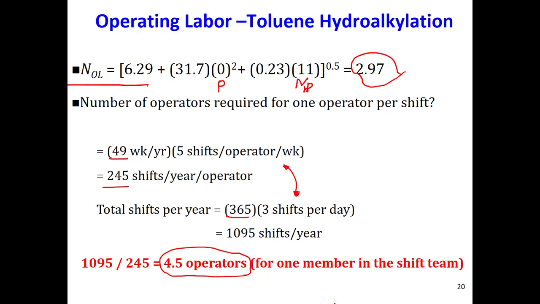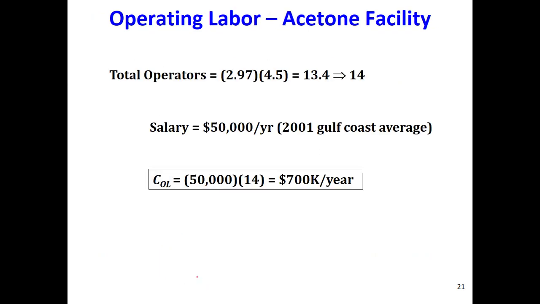So for each member that we have in the shift team, let's say today is my shift and we are 10 members, over a year for each of these members we need 4.5 operators. Hopefully you can understand it. So we need this many operators per shift, and for each of those operators over a year, we need this many operators. So the total number of operators that we need per shift over a year is this much.